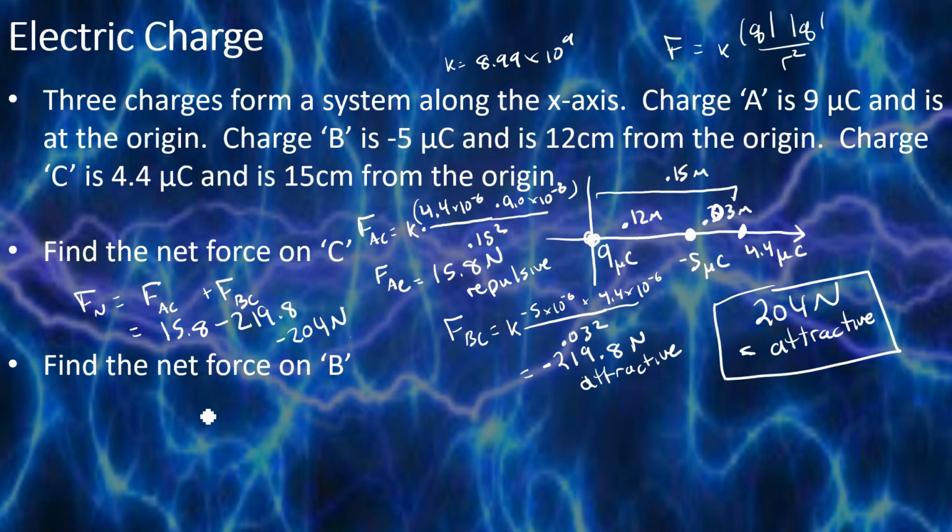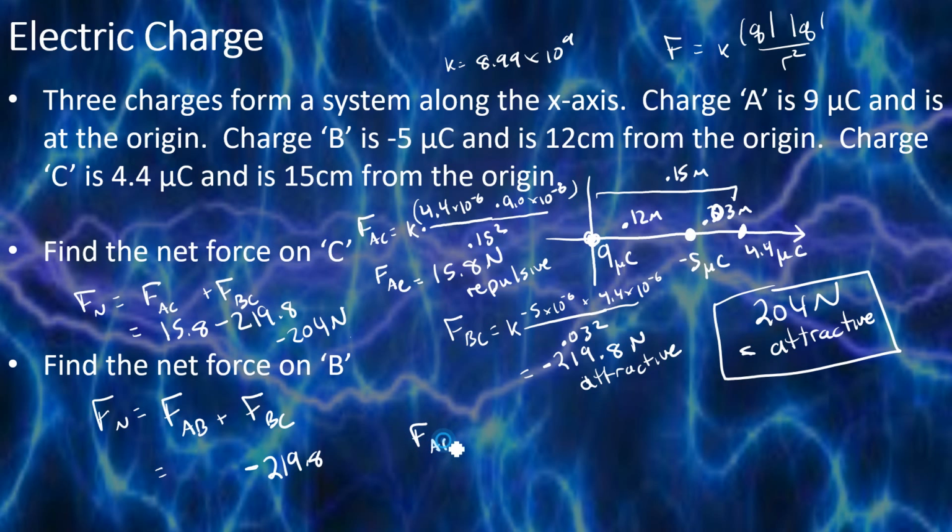Okay, so now the next question asks for the net force on B. So the net force on B is going to be the force of A on B plus the force of B on C. Now, we already found the force of B on C, and that is a negative 219.8. Now, in that case, though, it would be towards the right, towards the 4.4. So there is a little bit of confusion right there, right? And then our AB, we need to find that one.